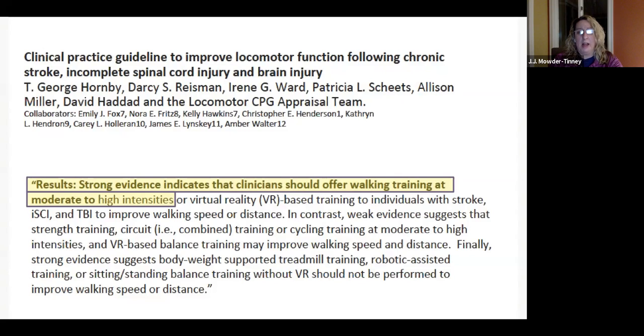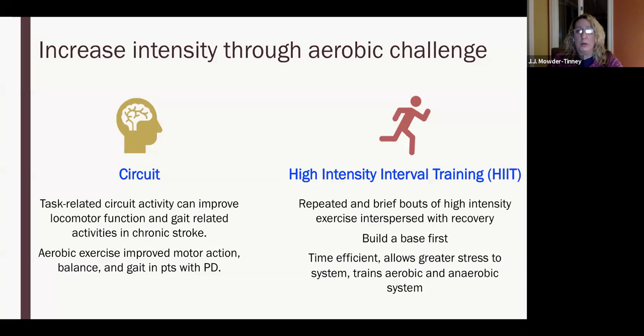not all of us have virtual reality, and not all of us can do high intensities on a treadmill with a harness. And I don't want to just do that, but I think that whatever it is that we do, we want to increase that intensity piece. And from an aerobic component, I've really defaulted now, instead of walking on the treadmill or doing the bike, I've really gone to a lot more circuits.